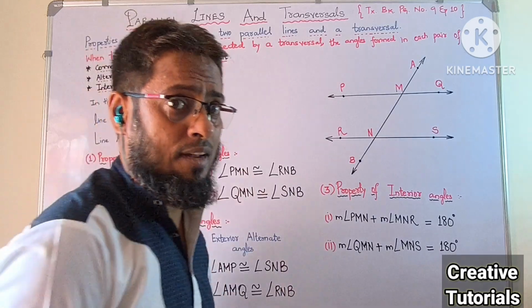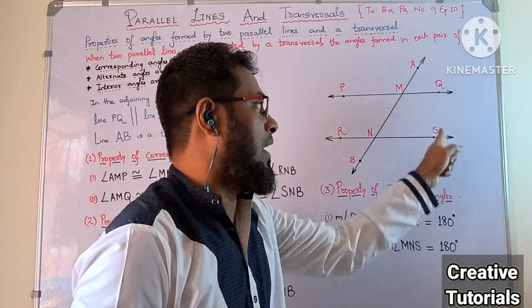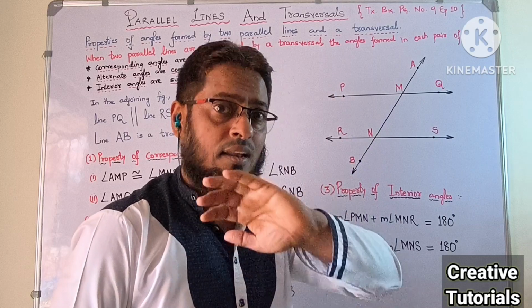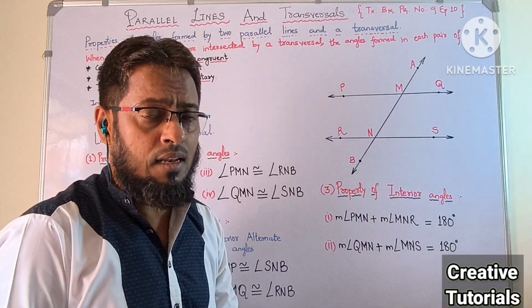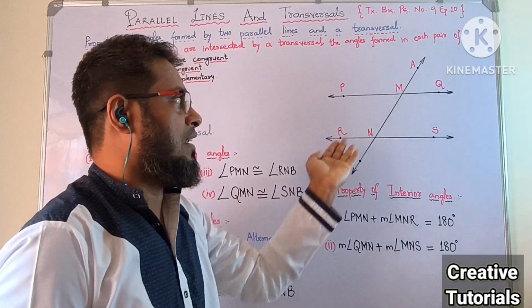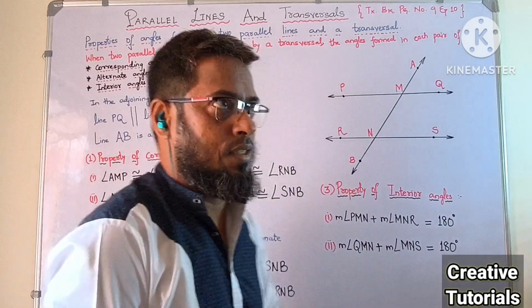And why are they congruent? Let me repeat one more time for you. Because these two lines are given to us as parallel. If these two lines were not given to us as parallel, then these angles wouldn't have been congruent.